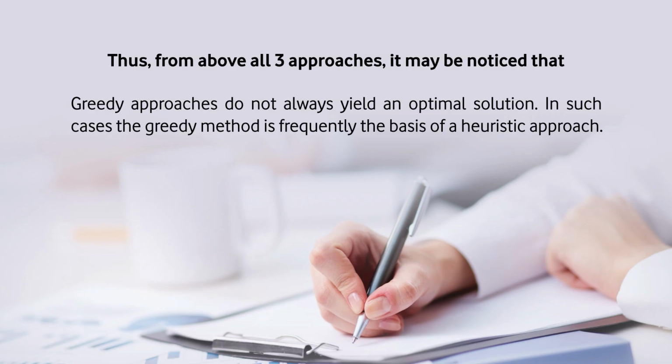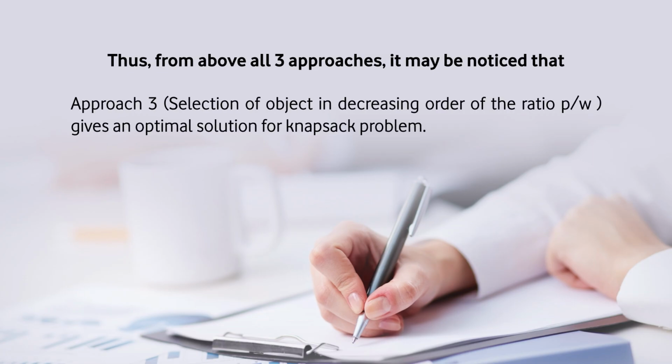In such cases, the greedy method is frequently the basis of a heuristic approach. But approach 3, that is selection of the object based on the profit by weight ratio, always gives the optimal solution for the fractional knapsack problem. So in the context of a knapsack problem, the solution based on profit by weight will be the best one.